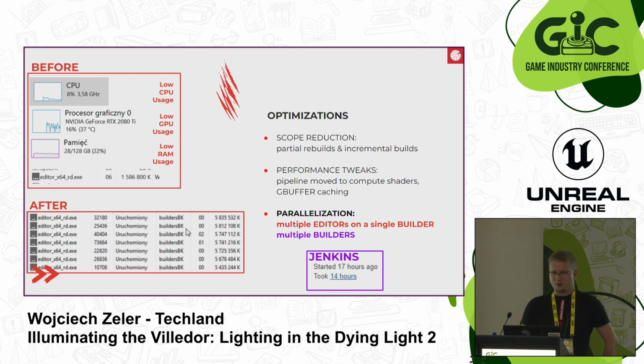And the whole process was configurable through Jenkins. And we managed to reach 12 up to 13 hours for a full indirect lighting rebuild. And that's still a lot, but it was acceptable for us, because it was happening on Saturday usually.